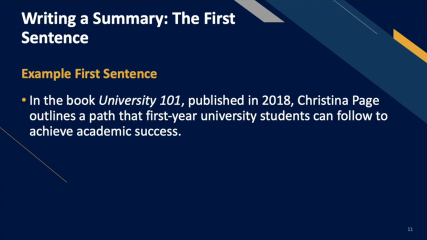Here's an example of what a first sentence might look like. In the book, University 101, published in 2018, Christina Page outlines a path that first-year university students can follow to achieve academic success. So if you notice in the sentence, the author's name, Christina Page, is included, the title of the book, University 101, is included, and there's a brief 1-sentence summary of the main point of that book.